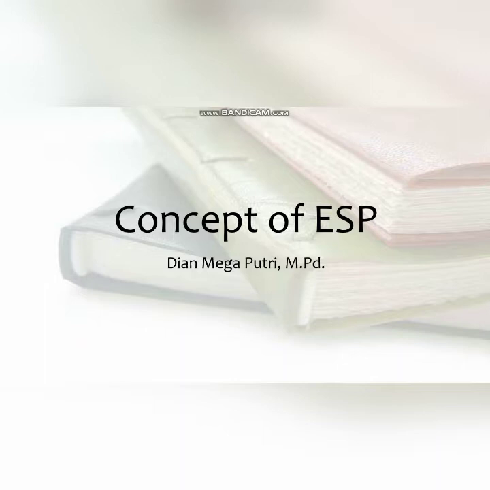Well, everyone, in this video, we are going to talk about the concept of English for specific purposes. The concept of English for specific purposes here will be divided into three parts. The first one is the definition of ESP. The second one is about the differences between general English and also ESP. And the last one, we are going to talk about the areas of ESP. So, without further ado, let's get started.